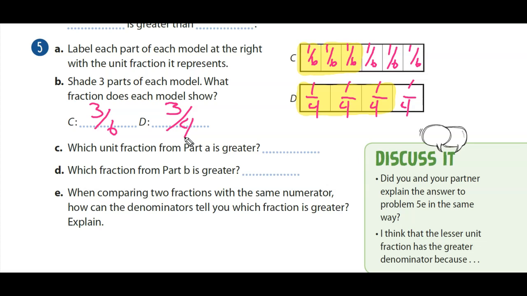C says, which unit fraction from part A is greater? Oh, so just look at this section right here. Which unit fraction is greater, 1/6 or 1/4? 1/4. And then which fraction from part B is greater? Which was greater, 3/4 that we shaded in, or 3/6? Here's 3/4, and here's 3/6. Which one's greater? Everybody? 3/4.